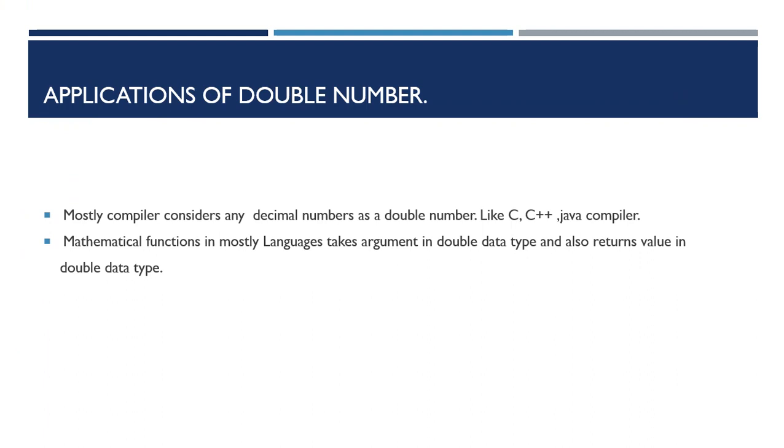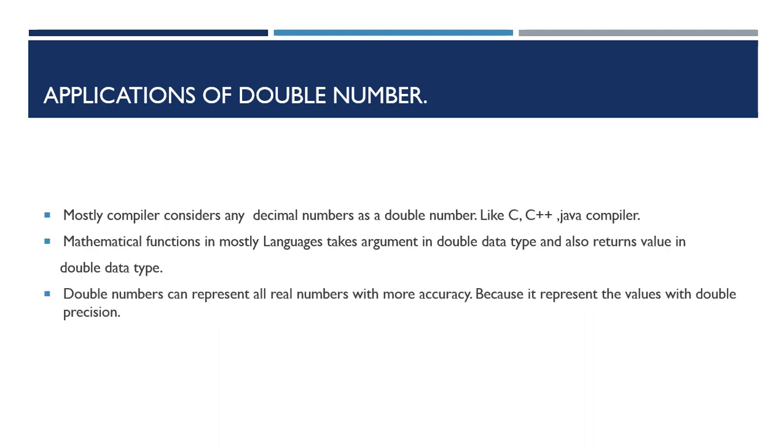Second point: mathematical functions in most languages take arguments in the double data type. Why? Because the double data type covers all possible domain values for the mathematical functions. It also covers all the range of values that can come. That's why the argument type and return type of most functions are in the form of the double data type. The third point, friend: a double number can represent all real numbers with a more accurate level.